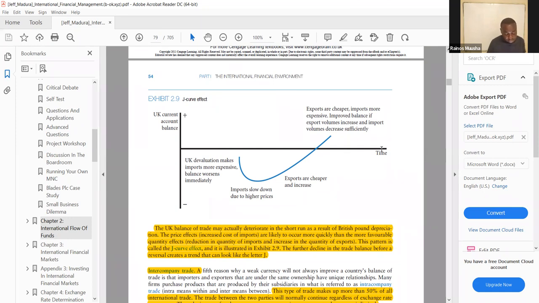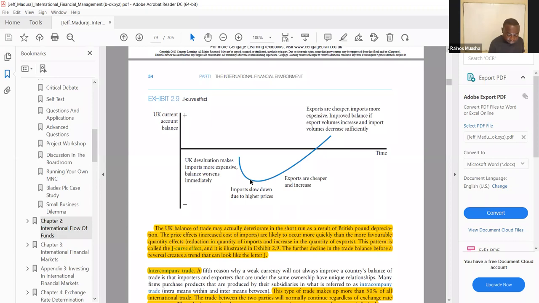where the British pound devalues initially. Here they say we have a situation where the UK devaluation makes imports more expensive and the balance of payments weakens. So the balance of payments starts going down, mainly because our imports are becoming more and more expensive. So we're spending more, and the current account is worsening, because there's a devaluation of our currency.